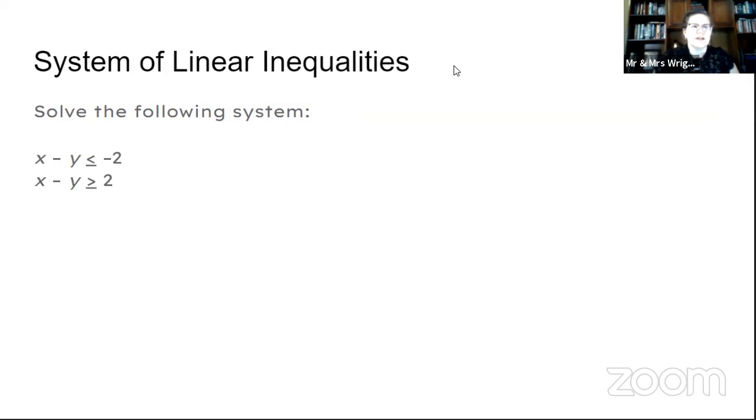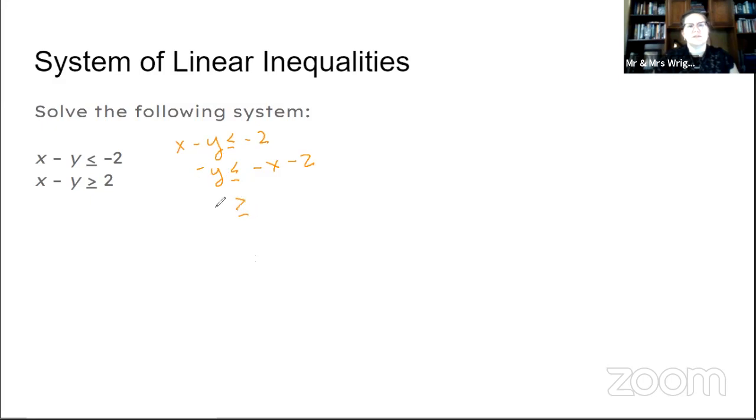All right, so we've got x minus y is less than or equal to negative 2. We want to get y by itself. Negative y is less than or equal to... my x is going to switch from the left to the right, so it's going to switch from positive to negative, negative x. My negative 2 is staying on the same side. Negative x minus 2.